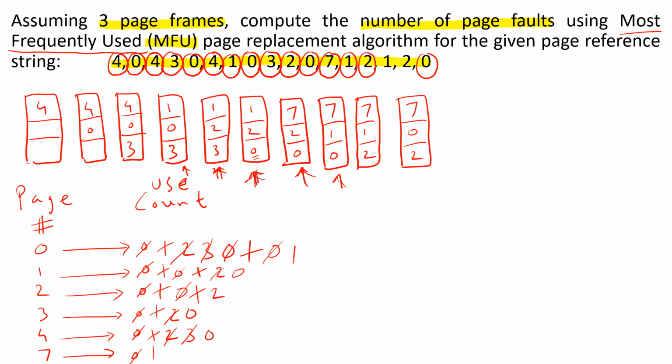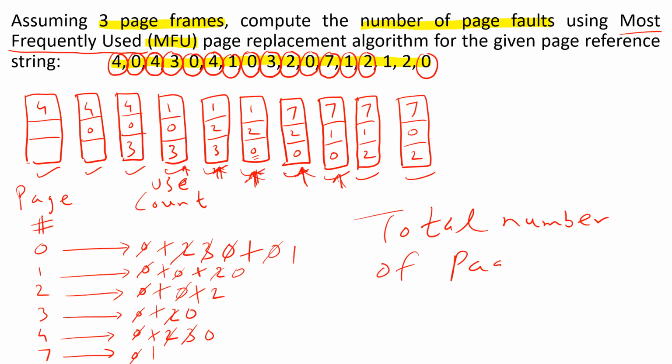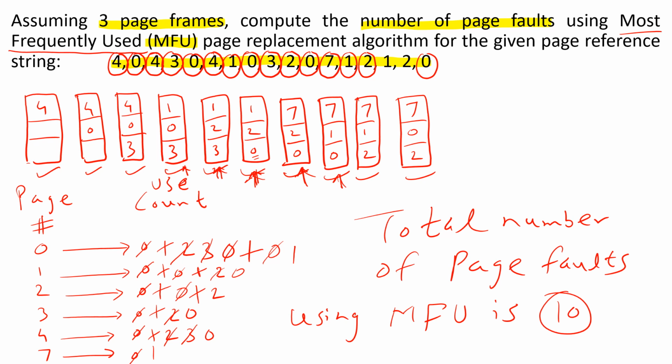So how many page faults did we get? 1 2 3 4 5 6 7 8 9 10, right? So the total number of page faults using MFU is 10. Okay, I hope you have understood this.